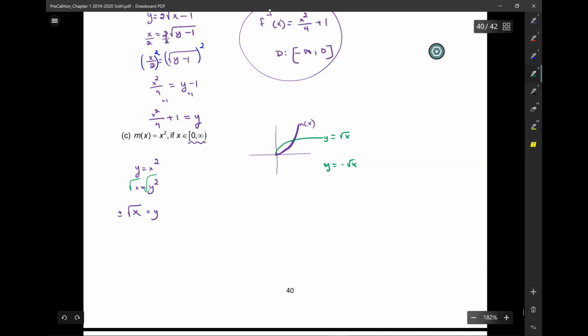So I have to say just positive root x. So now I have f inverse of x is positive root x. Now, what's the domain of root x? 0 to infinity. I can leave it alone. I don't have to restrict it any further. Just root x is good enough to be the inverse of m of x. So that's that one. Oh, notation issue. That's not f inverse. That's the inverse of m. So it has to be m inverse of x.